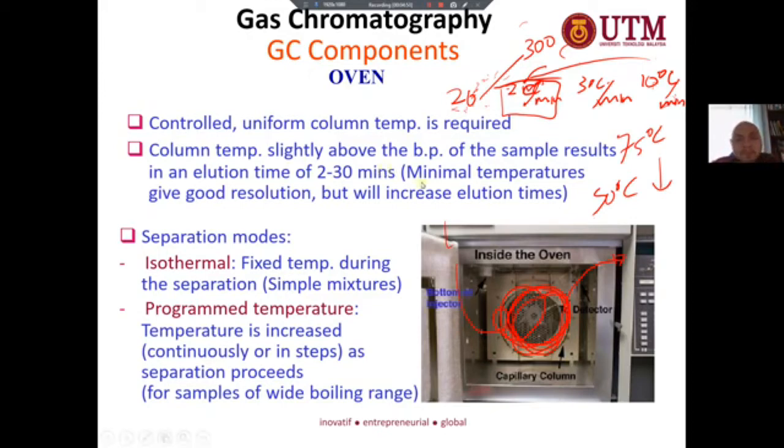Minimal temperature ramps give good resolution but will increase elution time. If we use 2 degrees C per minute, it will raise the temperature slowly, so it will increase the elution time. It will take a longer time to finish the assay. But if you go too fast, some of your analytes might not be separated. So we need them to be optimum.